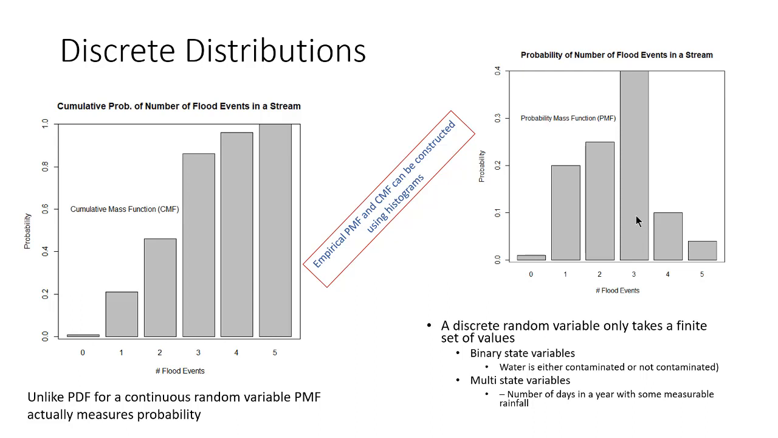The histogram, or the relative frequency histogram, gives us the probabilities, and then the cumulative frequency histogram gives us what is known as the cumulative mass function or the cumulative density function. The key point to remember is that discrete random variables only take finite sets of values, the binary-state variables or multi-state variables. The empirical PMF and CMF can be constructed using histograms, as I said. So it's very easy to construct them empirically. You don't have to have a plotting position formula in the case of discrete distributions, but in the case of continuous distributions, you do need a plotting position formula.